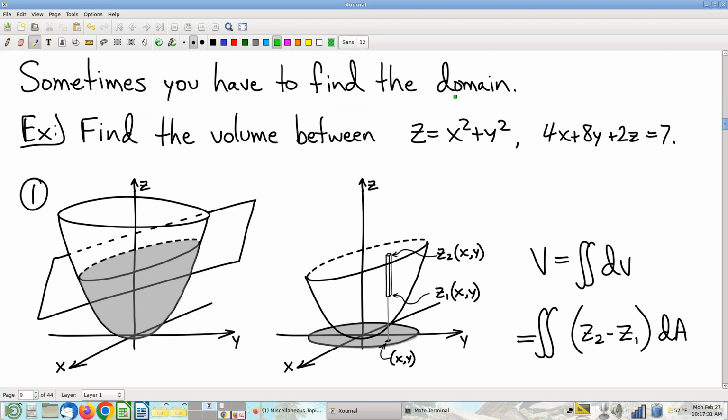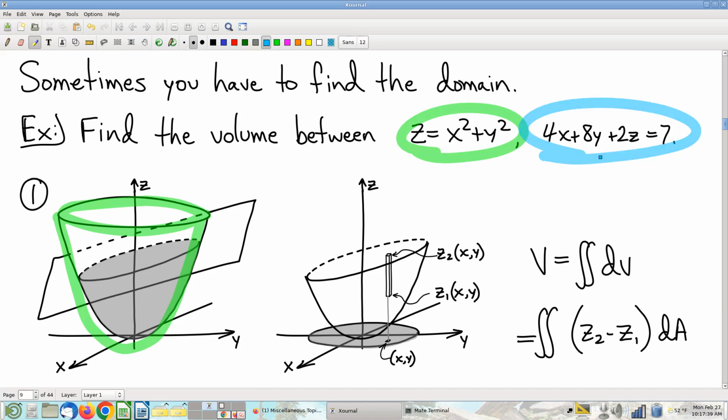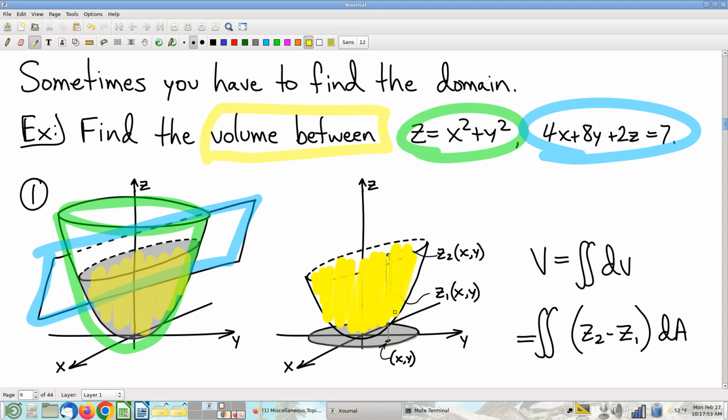So, for example, let's find the volume in between this surface, which we know is a paraboloid, old news, and this surface, which is a plane, again, old news. We want to find the volume in between, and of course that's referring to what I have shaded here in gray, which for convenience I'll draw over here where it'll be a little bit easier to see. There's less in my way.